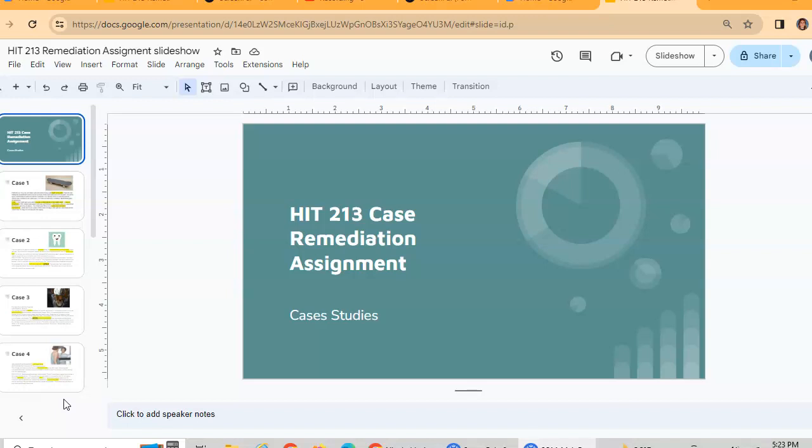I chose 10 cases from previously completed MindTap assignments. I will try to just highlight through each one of the cases what I found to be beneficial to code, so I will try to stay within the time frame. I also Googled each one of these cases to be a little bit more familiar.